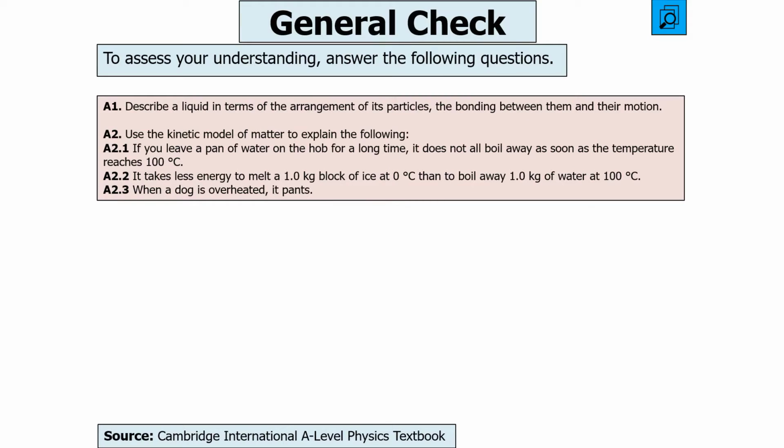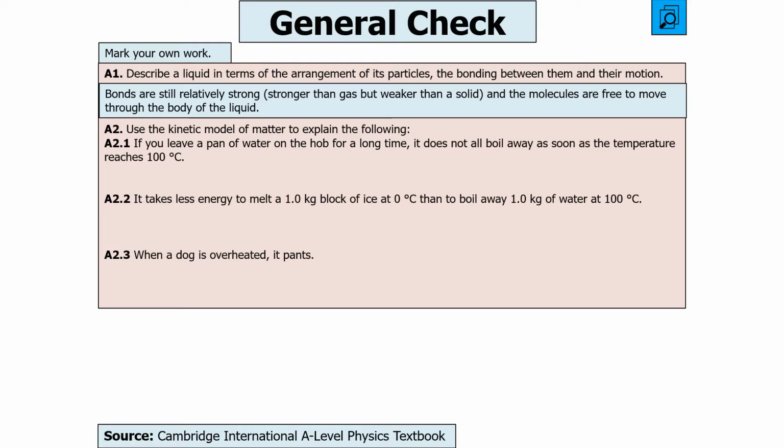The first question says, describe a liquid in terms of its arrangement of particles, the bonding between them and their motion. Then use the kinetic model of matter to explain the following. If you leave a pan of water on the hob for a long time, it will not all boil away as soon as the temperature reaches 100 degrees Celsius. It takes less time to melt a 1 kilogram block of ice at 0 degrees Celsius than to boil away 1 kilogram of water at 100 degrees Celsius. And when a dog overheats, it pants. Pause the video now, then unpause the video when you want to go through your answer.